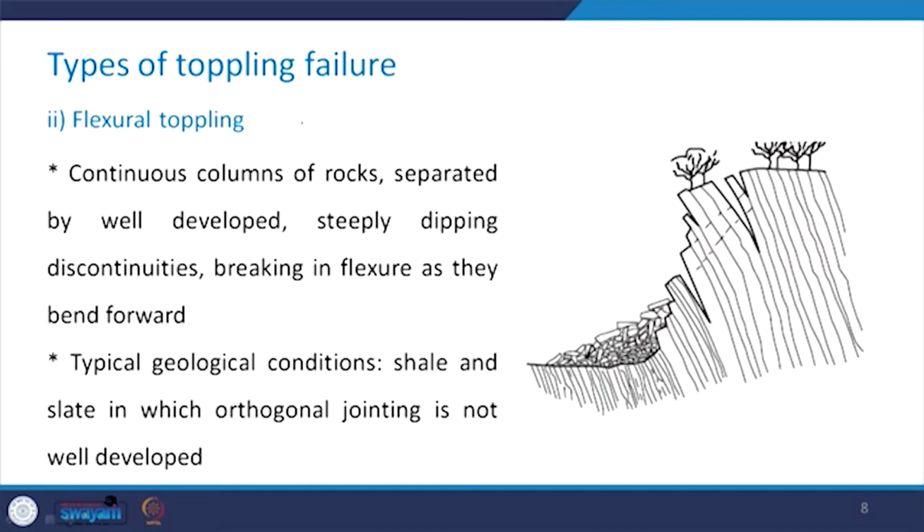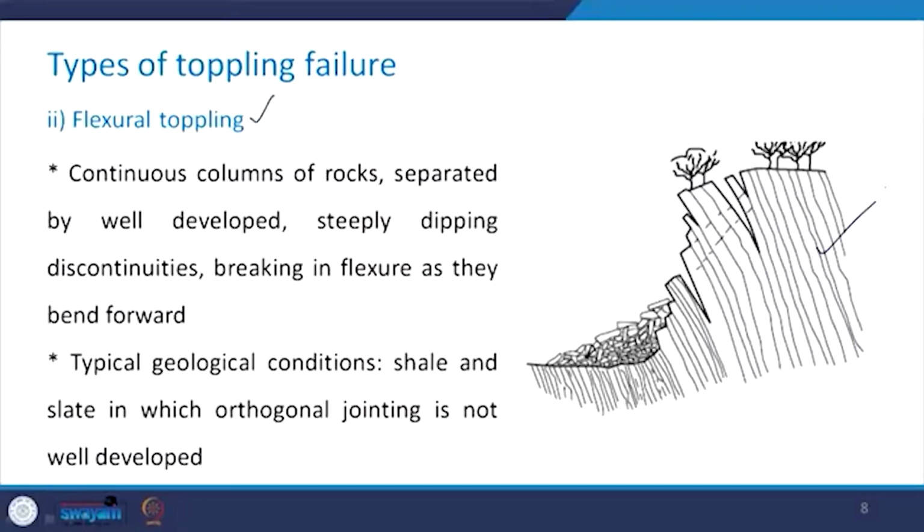The second type of toppling failure is flexural toppling. In this case, there are continuous columns of rock which are separated by well developed, steeply dipping discontinuities. They break in flexure as they bend forward. Take a look at this picture. You have steeply dipping joints in this particular fashion, and these are the continuous columns, and rather than sliding and then toppling, they fail in flexion.